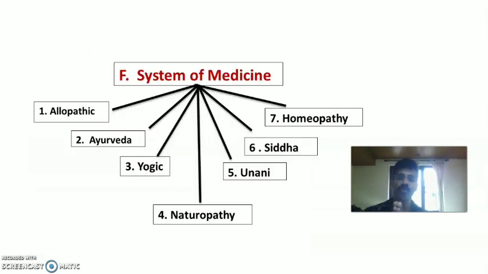Next is under system of medicine. I already explained that, under system of medicine, which medicine is given or focused on in the particular hospital. Hospitals can be categorized into allopathic hospital, that is English medicine followed in allopathic hospital. Then Ayurveda followed in Ayurveda hospitals. Yogic and naturopathy we have, that yoga therapy is applied in yogic hospital. Naturopathy applied in naturopathy hospital. Unani system of medicine is applied in Unani hospital. Siddha medicine is followed in Siddha hospital. And homeopathy treatment is given in homeopathy hospital.